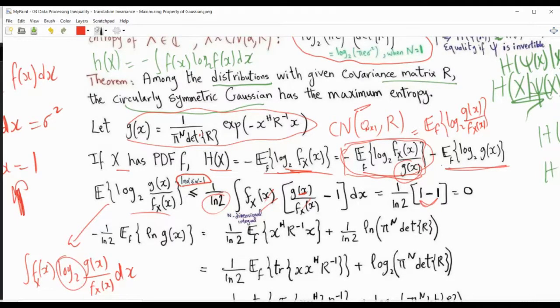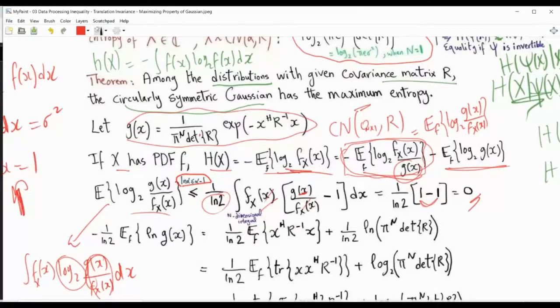And this inequality is nice. It tells you that it is satisfied with strict equality if and only if basically the argument is equal to 1. So this thing is equal to 1, which means that f is equal to g. So if f is equal to g, this 0 here, which is the upper bound, is satisfied with equality. Okay, so keep this in mind.